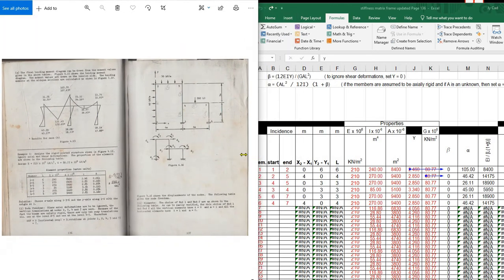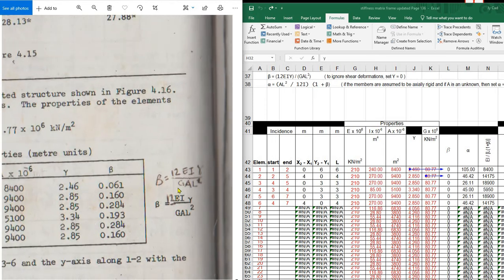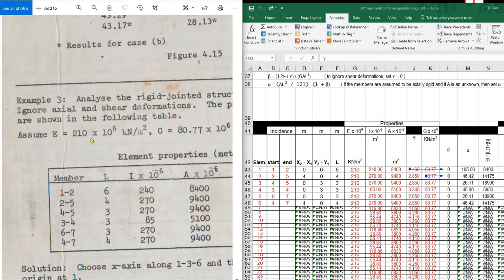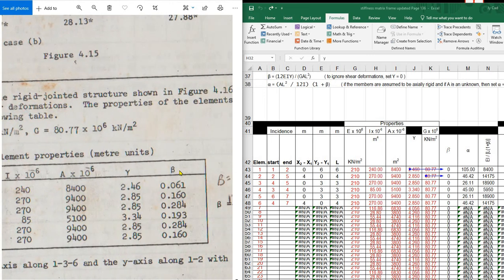Now, how do you solve for the beta factor? The beta factor is 12 EI lambda by ito all over GAL squared. So, yan ang equation ng 0.061. Okay? So, given yung E, given yung I, given yung G, area, and then length, tsaka yung lambda factor na yan. Okay? Pero, since we are going to ignore axial and shear deformations, yung beta factor na yan magiging 0. Kaya ito 0 ang nilagay ko na dito.